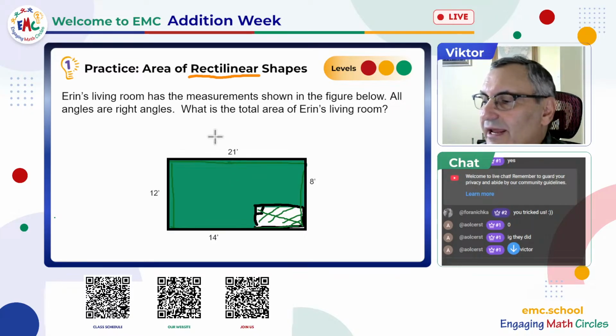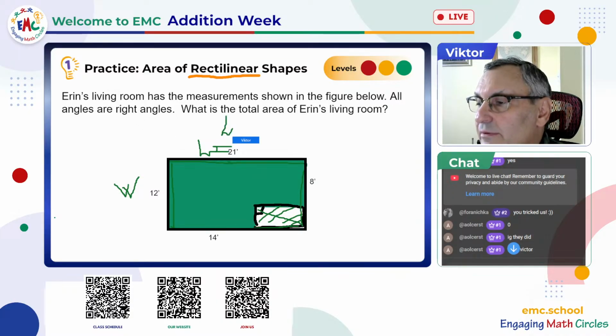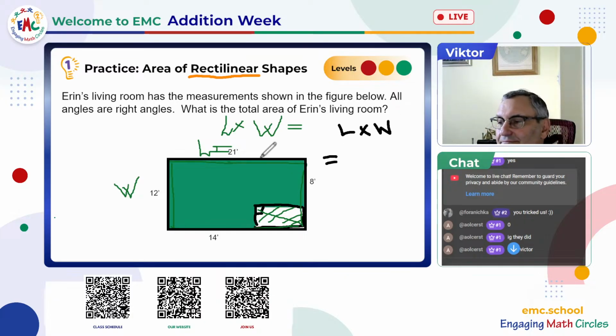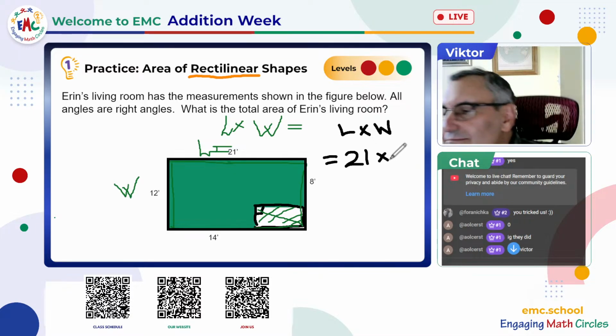So what would be the area of the big rectangle? If we call this side length and the other side width, the area of the rectangle is, if you remember, length multiplied by width. Length times width. So for us, that's going to be 21 feet times 12 feet.